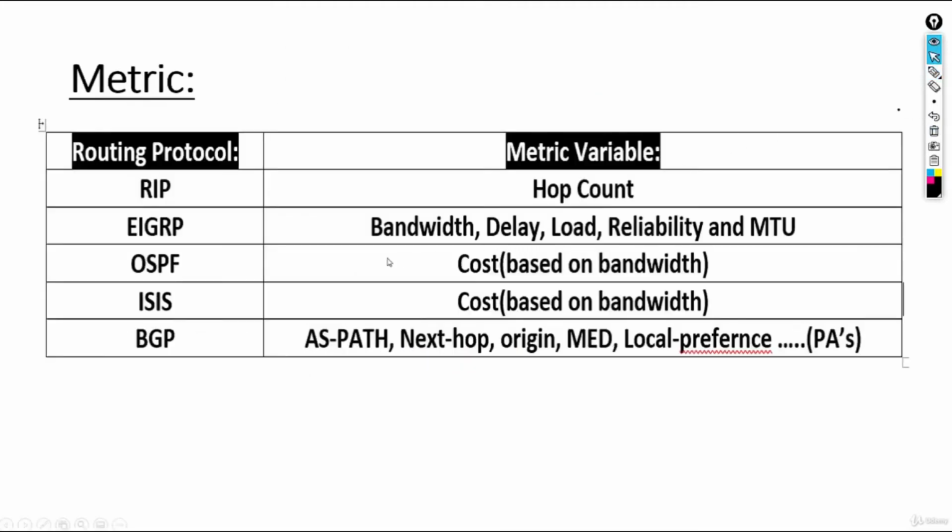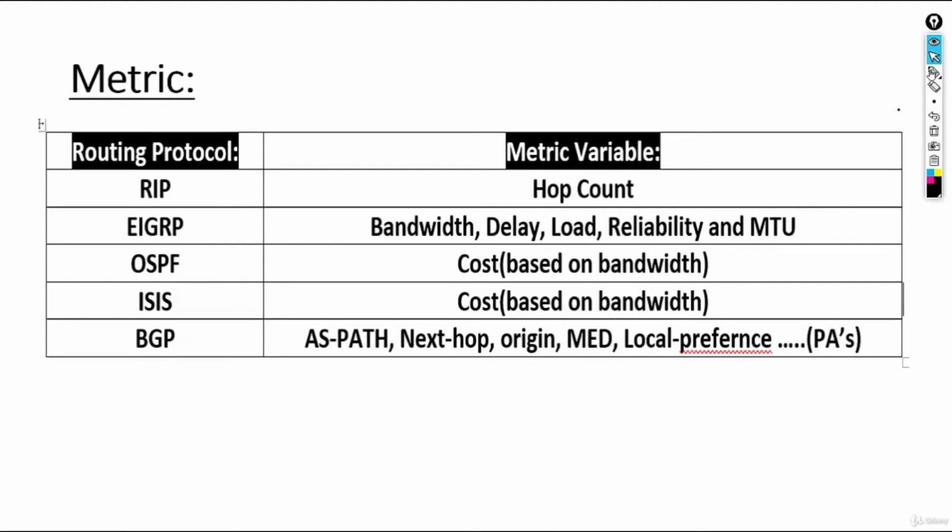You can see all those ones I'm repeating here: RIP, EIGRP, OSPF, IS-IS, BGP. What are the different metrics? So just try to know this one. And BGP is special. BGP has different metrics: AS path, next hop, origin, MED, local preference. They are called path attributes.